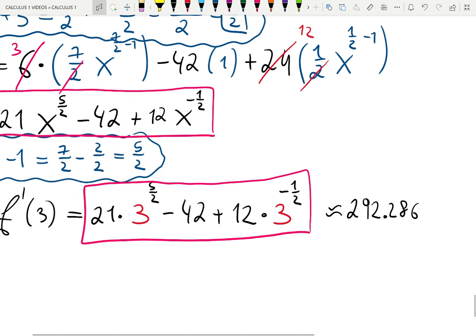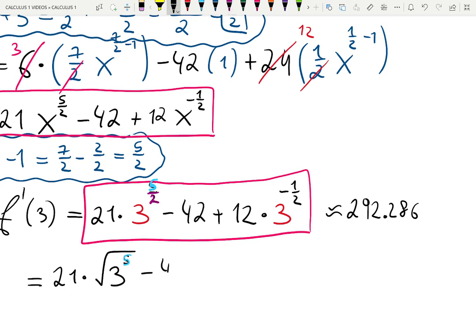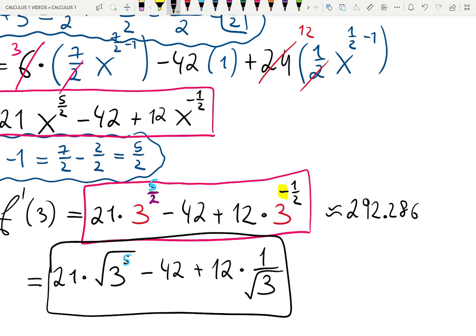If you want to know how to calculate 3 raised to the powers, it will be 21 times 3 raised to the 5th power, and it has a square root. How do I know that? Using the formula I already showed you. 5 was at the top, so it stays at the top. 1/2 indicates a square root. Minus 42 plus 12, and now this 3 is going to be in the denominator because of the negative sign, and it has a square root. So this is the exact answer as well.